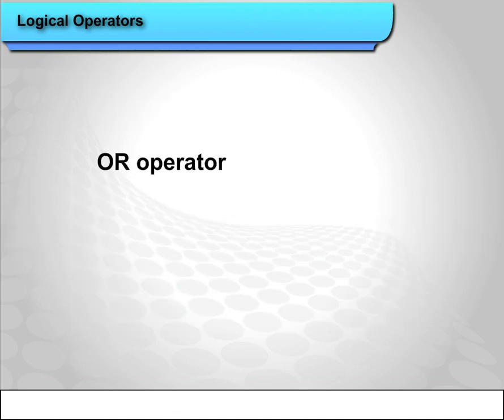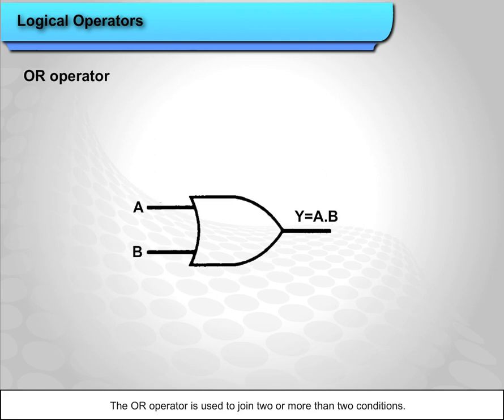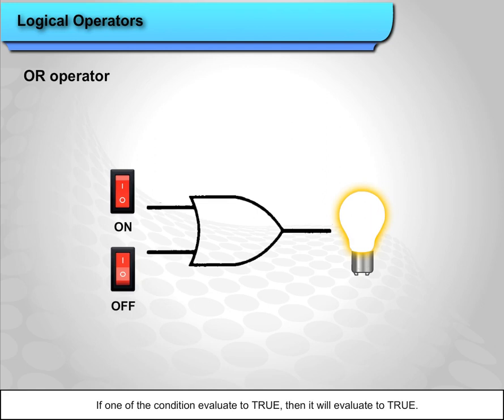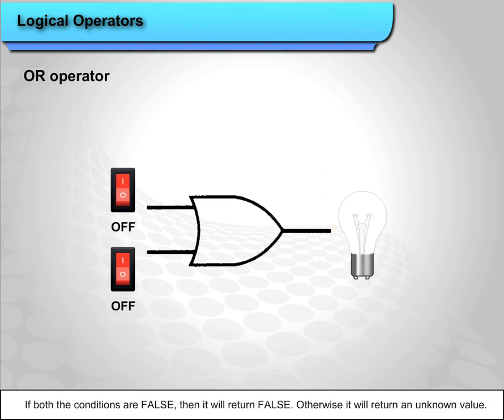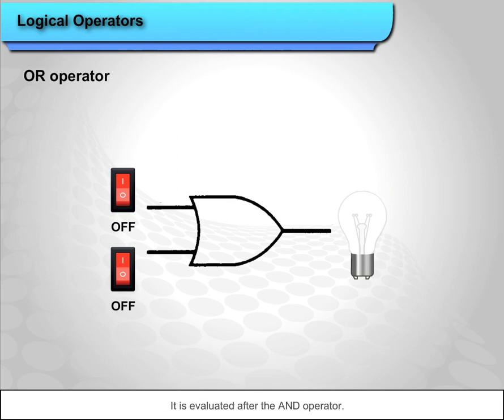OR operator. The OR operator is used to join two or more than two conditions. If one of the conditions evaluates true, then it will evaluate true. If both the conditions are false, then it will return false. Otherwise, it will return an unknown value. It is evaluated after the AND operator.